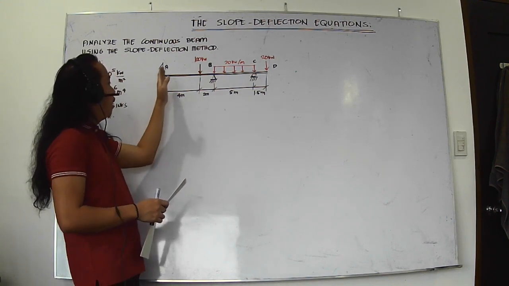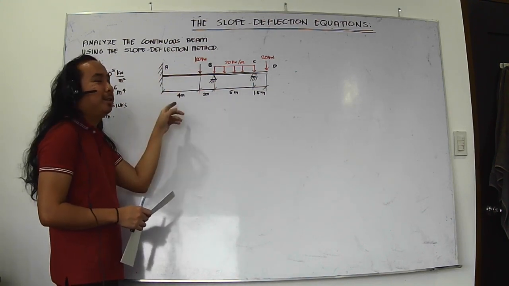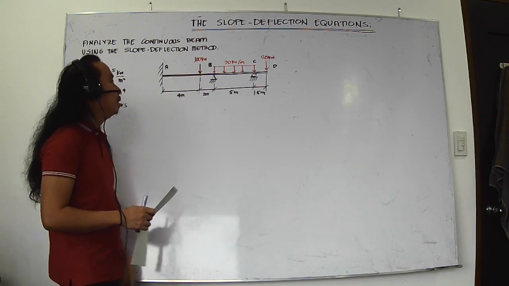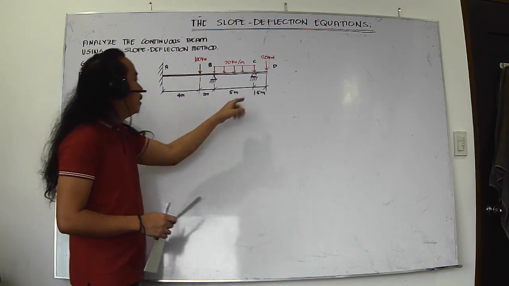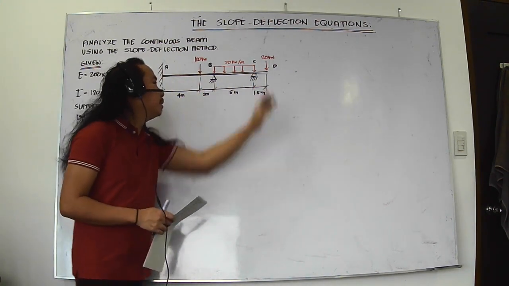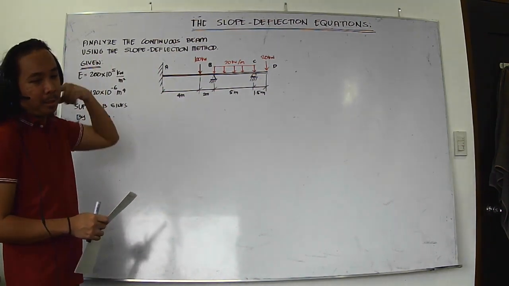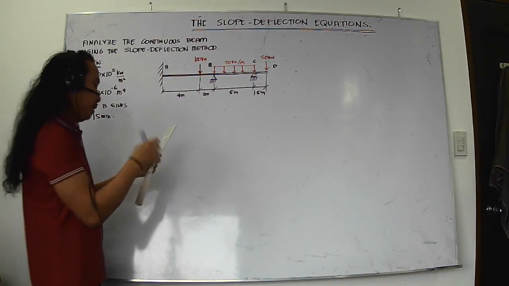The corresponding distances: from A to the 100 kilonewton load is 4 meters. From the 100 kilonewton load to B is 2 meters. From B to C, this is 5 meters. And from C to D, that is 1.5 meters. Those are the distances.